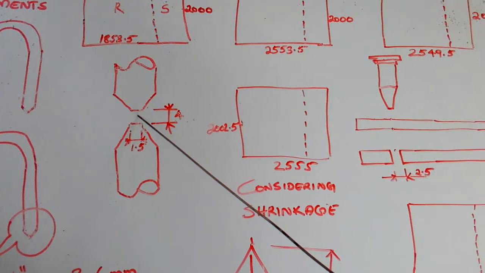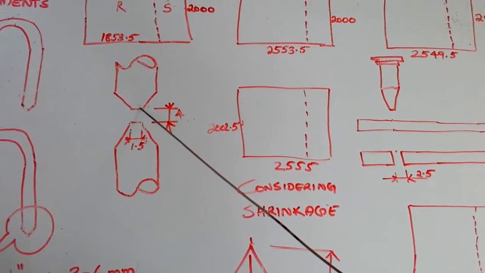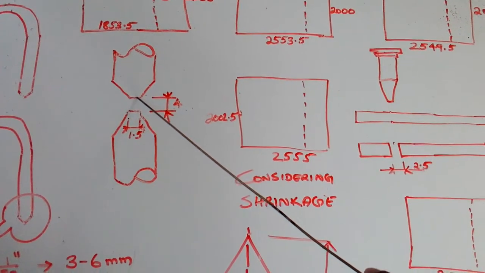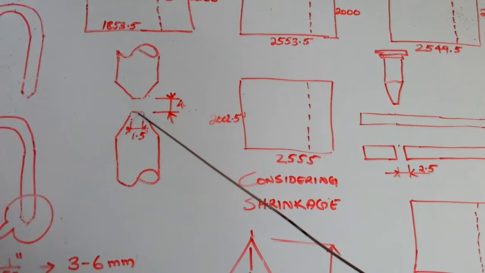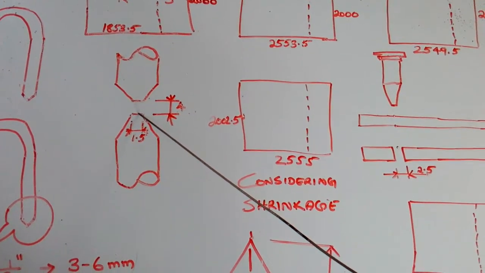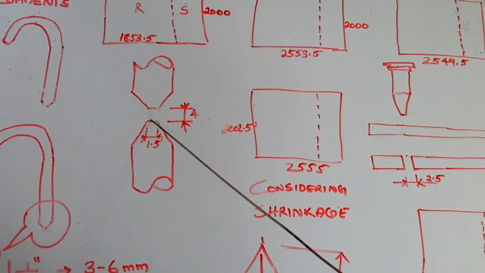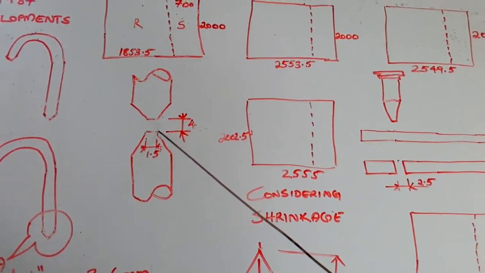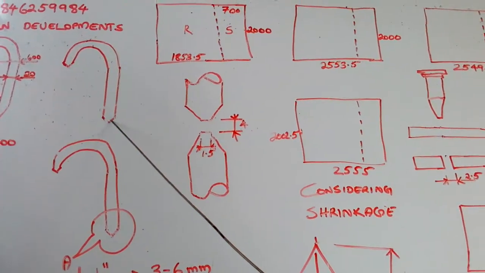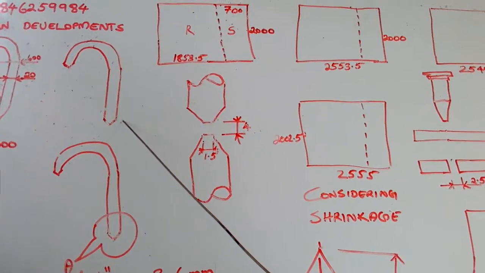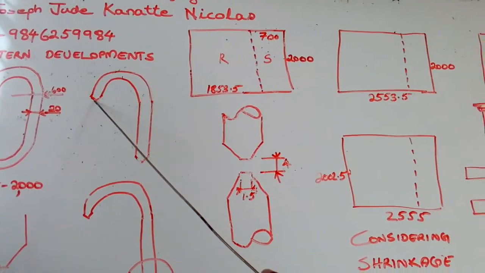From the center of this gap to the starting point of this plate, we had to remove 2 mm. We forgot it. It means when we make this job, it's one side. We have to remove 2 mm, and we have to remove 2 mm here also.